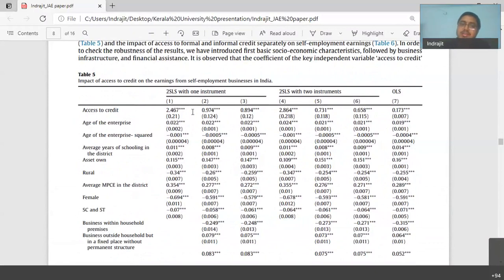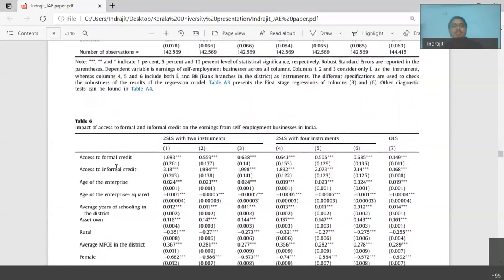So access to credit has a positive and significant impact across different specifications. When we do different specifications, we show the robustness of the relationship. Even if we include a few variables, or exclude a few variables, the relationships remain the same. The relationship between access to credit and the earnings of the self-employed individuals remains positive and significant. So this shows the robustness of the relationship. We have shown the robustness with the OLS results also. When access to credit is bifurcated into access to formal credit and access to informal credit, we again get a positive and significant relationship for both with the earnings of the self-employed individual.